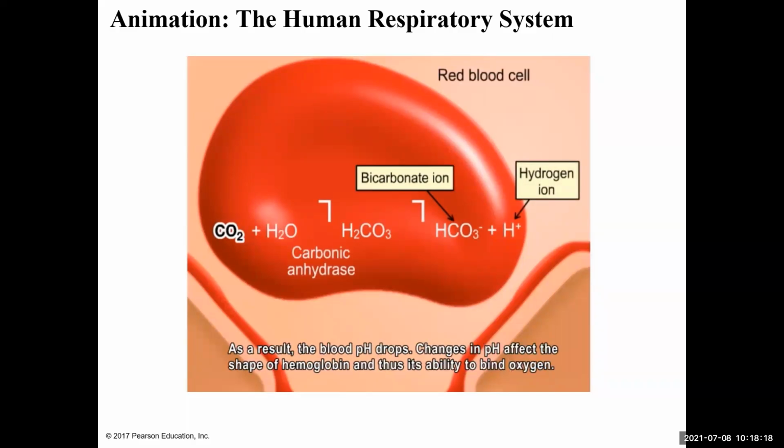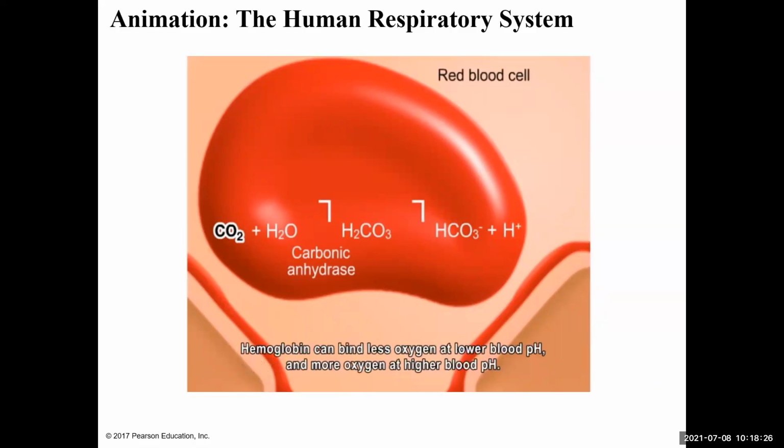As a result, the blood pH drops. Changes in pH affect the shape of hemoglobin and thus its ability to bind oxygen. Hemoglobin can bind less oxygen at lower blood pH and more oxygen at higher blood pH. The drop in blood pH leads to the unloading of oxygen by hemoglobin.